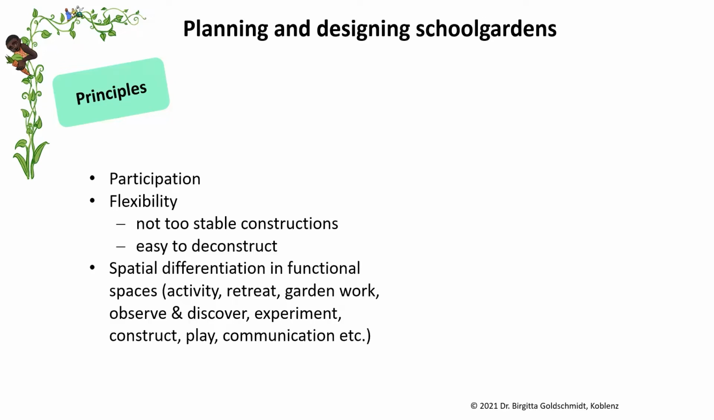Very important for the lessons which you plan in the school garden is a spatial differentiation into functional spaces. So you need spaces for activity, spaces for retreat, spaces for the work, the central garden work, but also spaces where you can just observe and discover nature, spaces where you can do experiments, where you construct something with lumber, for example, places where the children can play, and of course also spaces for retreat and communication.